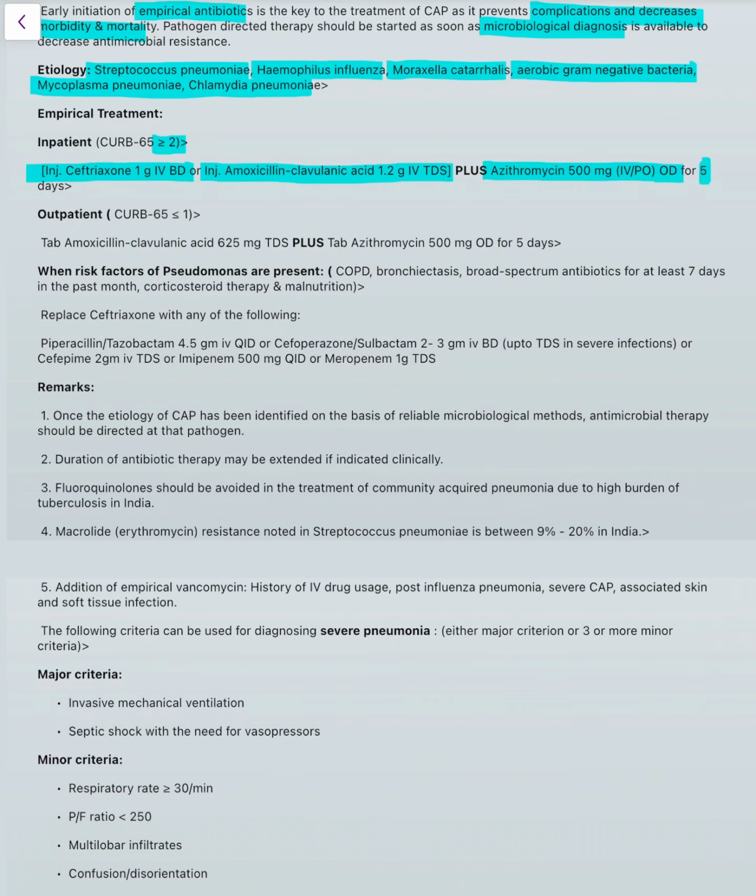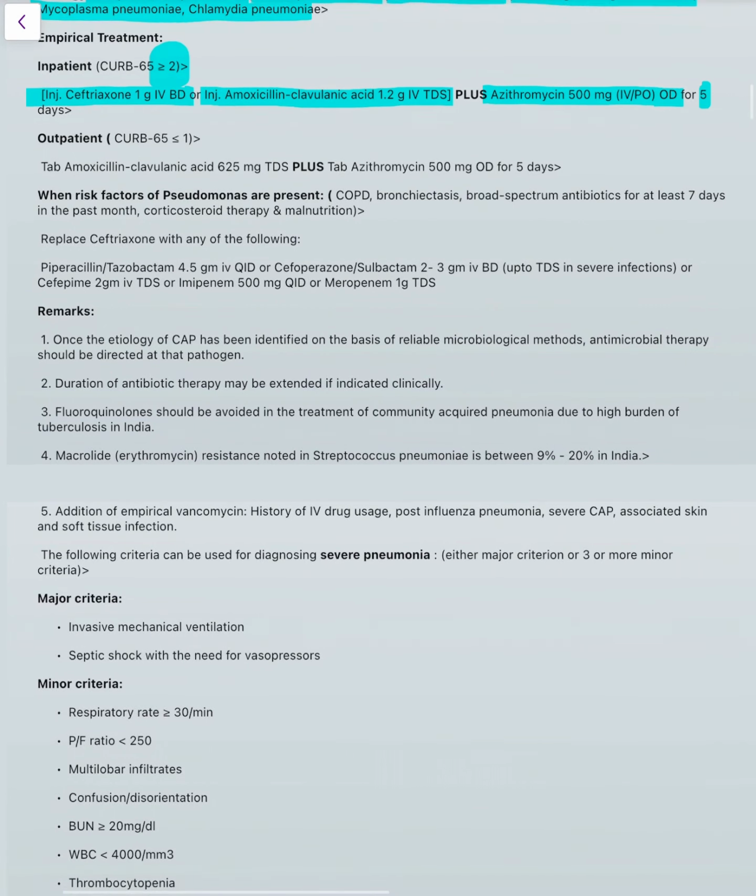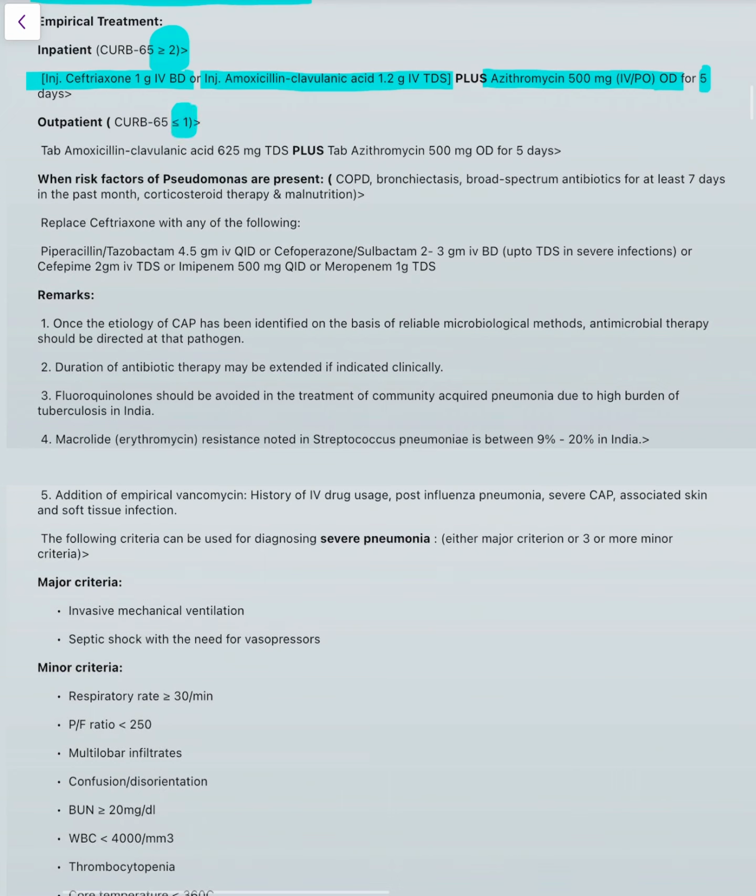Now if the CURB score is less than or equal to 1, where only confusion is there, or BP won't be low unless there is a shock, in those cases you have to treat on OPD basis. What tablets will we start? Tablet amoxicillin, the dose is 625 TID, that is 3 times a day. With that, tablet azithromycin 500 mg OD for 5 days.